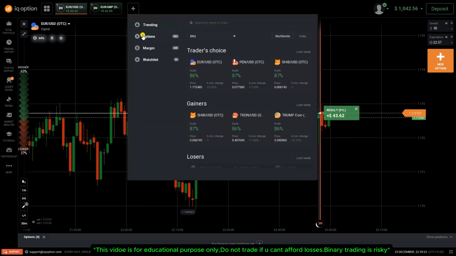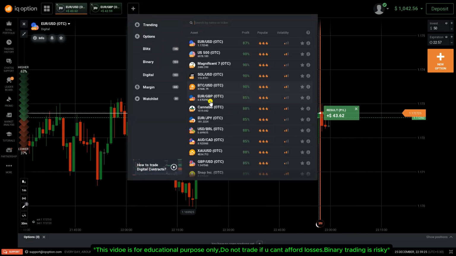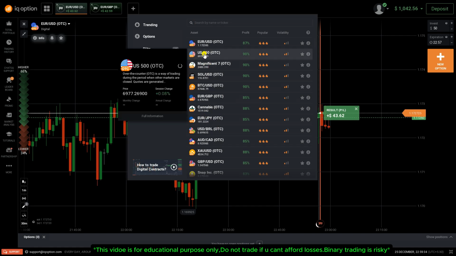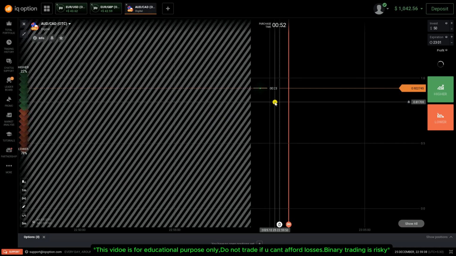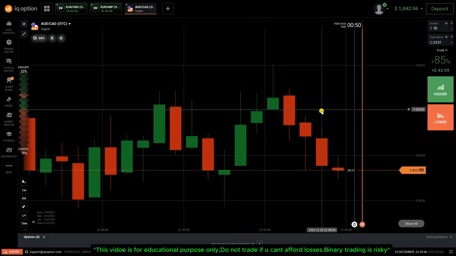Let's take another chart, some random chart, but use only the OTC market with currency pairs. Do not try to use Bitcoin or US 500 and all these things. Just use any currency pairs, whether it is the real market or the OTC market.